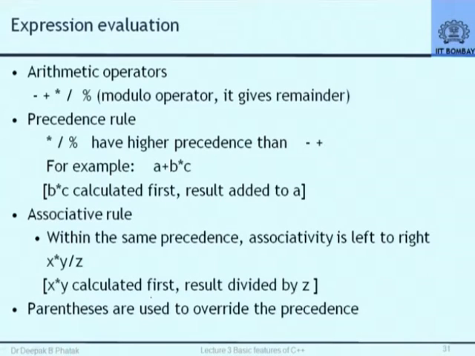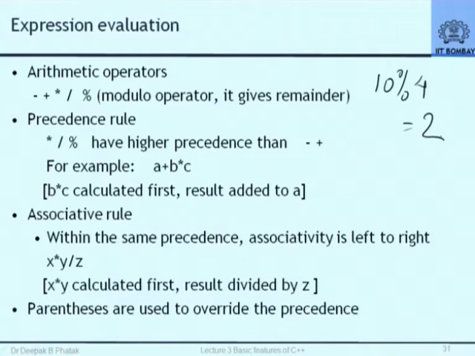The expression can contain multiple arithmetic operators. What are the arithmetic operators? You are familiar with minus, plus, star, slash. Percent is a modulo operator. It gives remainder. So for example, if I have something like 10 modulo 4, what will be the value? 2. Because 4 2s are 8, 10 minus 8 is 2, the remainder is 2.